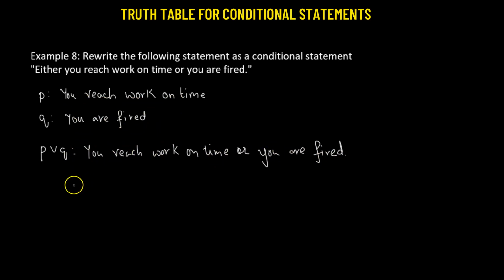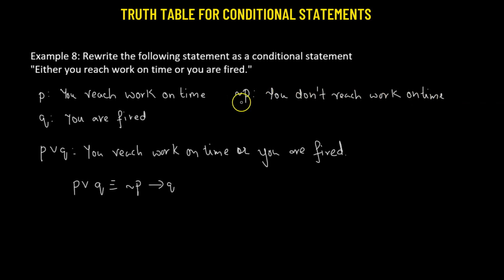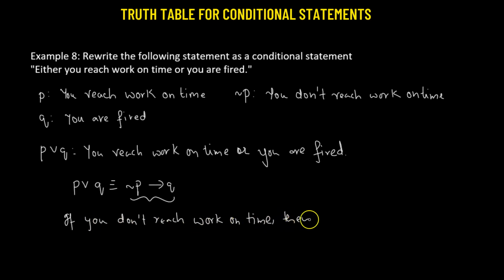Now, in the previous example, we showed that the disjunction P or Q is equivalent to if not P, then Q. So if we consider the negation of the statement P, that will be you don't reach work on time. So now we'll consider not P and Q. So using this particular statement, which will be a conditional statement, we will get: if you don't reach work on time, then you are fired. So this is how you can convert the given disjunction into a conditional statement, and both of them will mean the same thing.